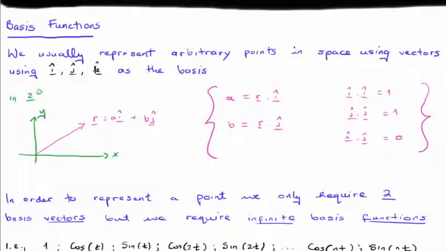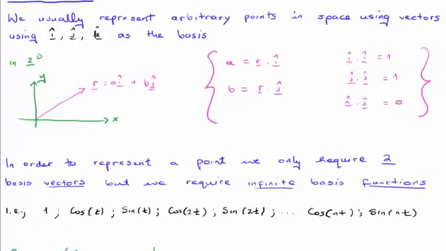In Cartesian space, we usually use the unit vectors i hat, j hat, k hat to represent every point, and they have the following orthogonality properties here. They can express every point because they are in fact mathematically and physically orthogonal. As I said earlier on, cosine and sine are mathematically orthogonal and can do the same job.